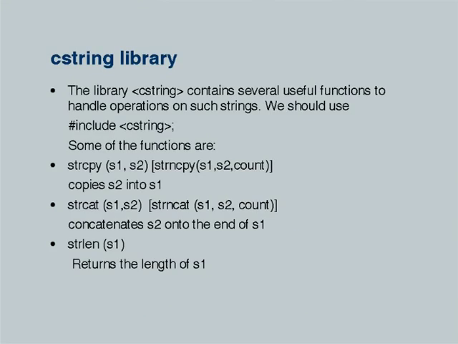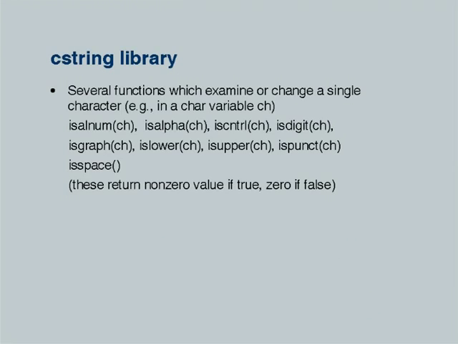There are hugely useful functions for looking at such things. For example, isalnum or isalpha. You give a character as a parameter to it, and it will check whether that parameter is between A to Z, capital or small, to check whether it is alpha. Is it a control character, control A, control B? Is it a digit 0 to 9? Is it graphical? Graphical means any printable character. Is it lowercase? Is it uppercase? Is it a punctuation mark? Is it a full stop, comma, exclamation? All those are automatically checked.